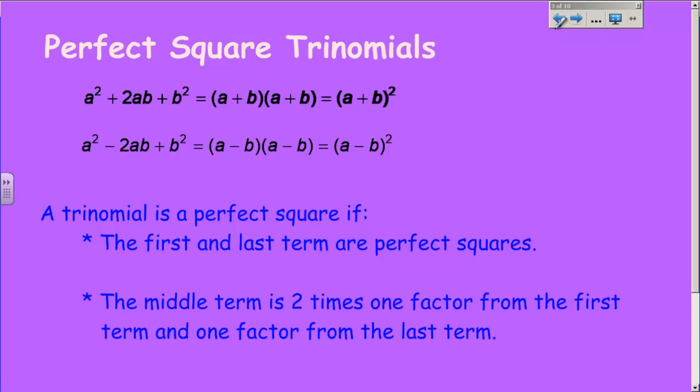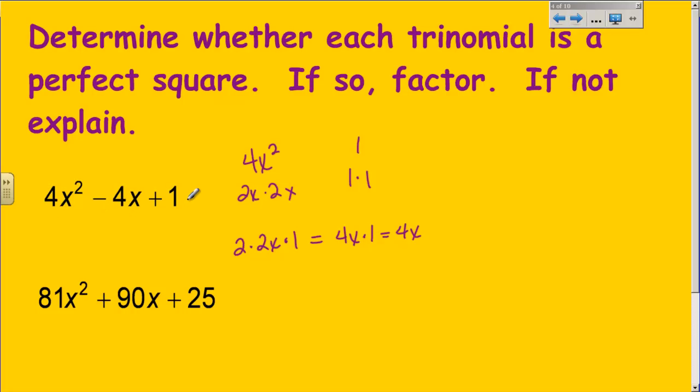Okay, so here I have a perfect square trinomial. Now I'm going to back up for just a second. It looks like the second one, and because it looks like the second one, my factors are going to be a minus b times a minus b, or just a minus b squared. Since I have already figured out what the factors are for the a and the b, it's really very easy. I take a factor from the first one, which is 2x, minus a factor from the second one, which is 1. And since this is a perfect square, I have to write it twice. So it's 2x minus 1 times 2x minus 1, or 2x minus 1 squared.